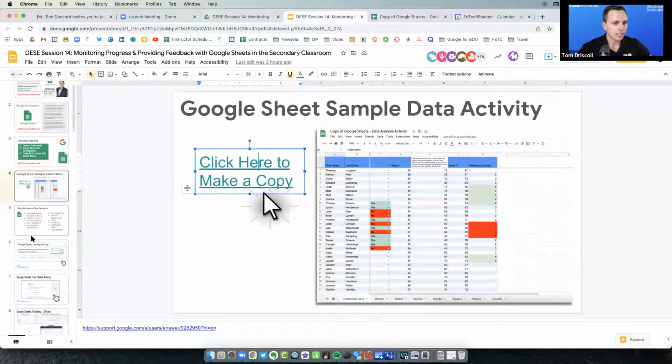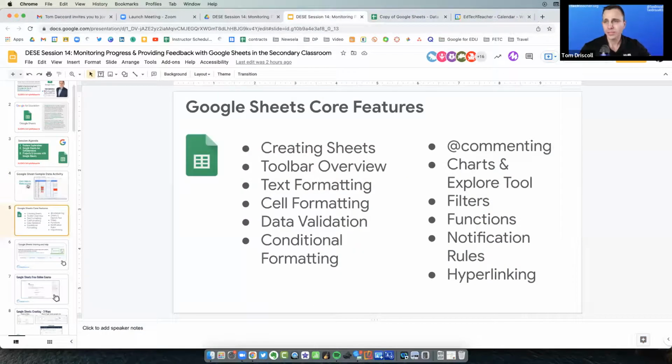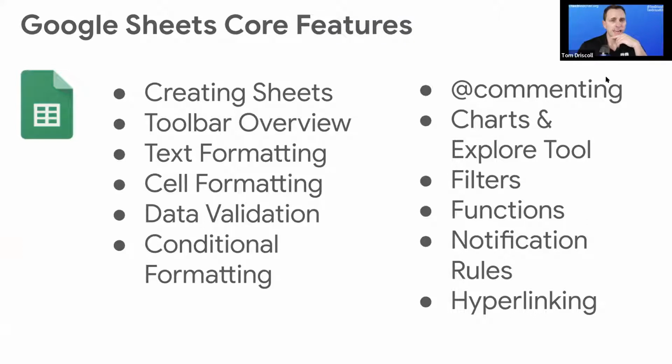All right, so what are some of those core features that are really essential to Google Sheets? Some of them most people understand, like how to create a sheet and how to go through the toolbar. But some of the ones I want to make sure we go through and give you some tips on are cell formatting, data validation, and conditional formatting. Knowing how to do those things will help streamline the process of taking a closer look at the data you have in Google Sheets, or if you're giving kids feedback, it helps automate some of that if you have that set up correctly.